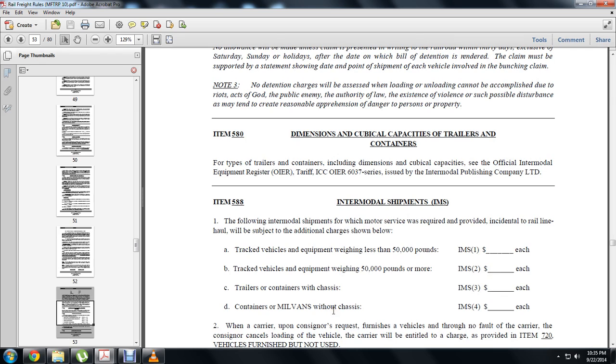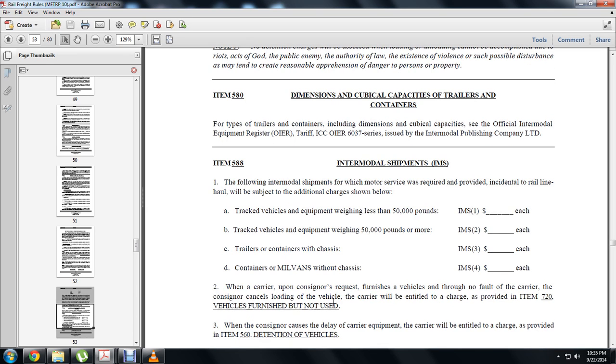The following intermodal shipments, where motor service was required and provided in an incident to the rail line, will be subject to the additional charges as shown below. The tracked vehicle's equipment weighing less than 50,000 pounds: IMS, a blank amount each. The tracked vehicle's equipment weighing 50,000 pounds or more: IMS, a blank amount in dollars each. The trailer or container with chassis: IMS 3, a blank dollar amount each. The containers and mill vans without chassis: IMS 4, each a blank amount set for a certain dollar.